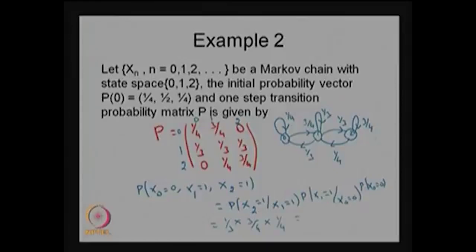If you do the simplification, you will get 1/16. So, this is the joint probability that the system was in the state 0 at the 0th step, in the state 1 at the first step, and in the state 1 at the second step. That probability is 1/16. Similarly, you can find the other probabilities. Suppose our interest is the probability that at the end of the second step the system will be in the state 1.